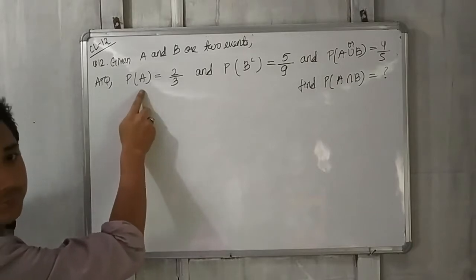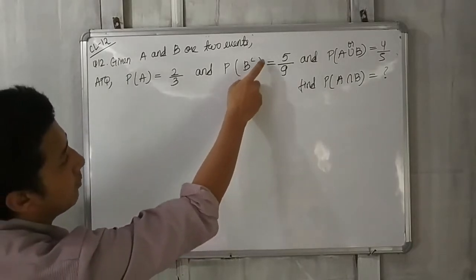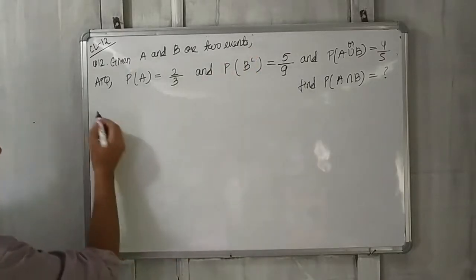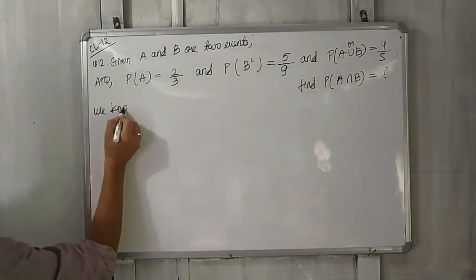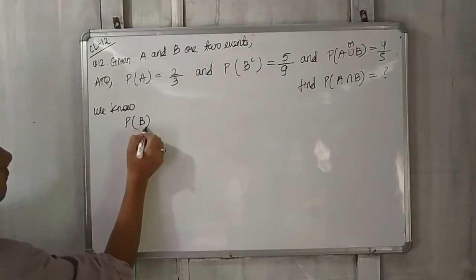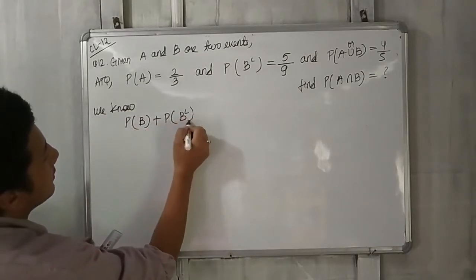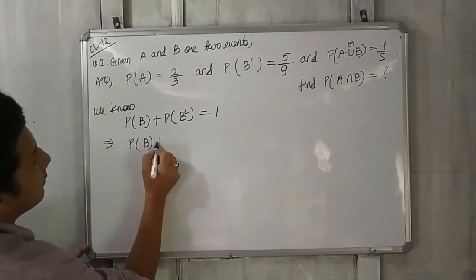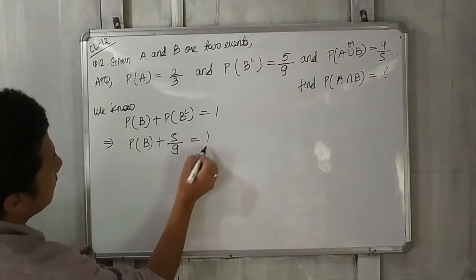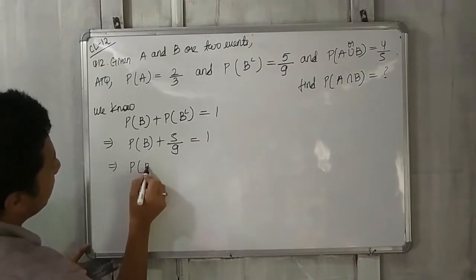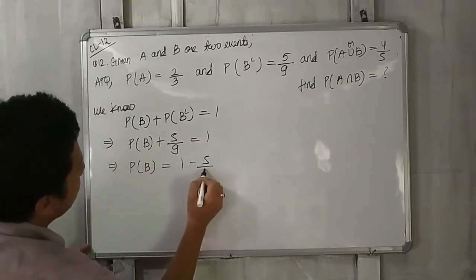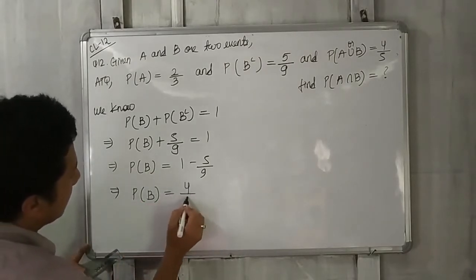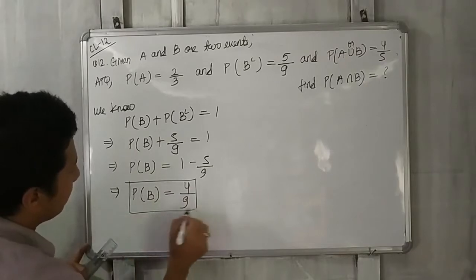I know P of A, I know P of B complement. So if I know P of B complement, then can I find P of B? We know, write down, P of B plus P of B complement is equal to 1, and P of B plus 5 by 9 is equal to 1. So therefore P of B will be 1 minus 5 by 9, so P of B will be 4 by 9. Okay, so 4 by 9, I got the value for P of B.